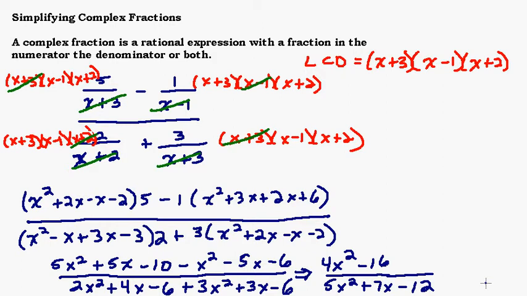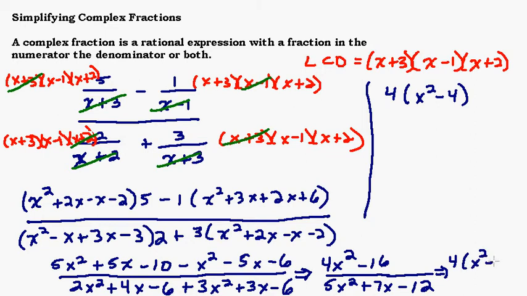Alrighty. Last thing we have to do is see if this can factor. Now I know the numerator is going to factor. That's the difference of squares, and there's a common factor of 4. Let's go ahead and write this up here. So in the numerator, I could take a 4 out, and that'll leave me x squared minus 4. That's from here. So 4 and x squared minus 4.